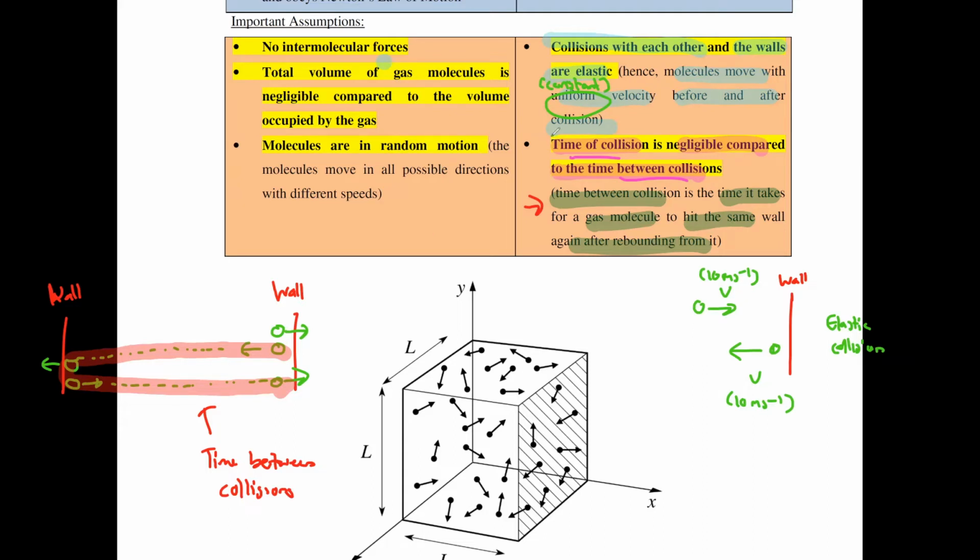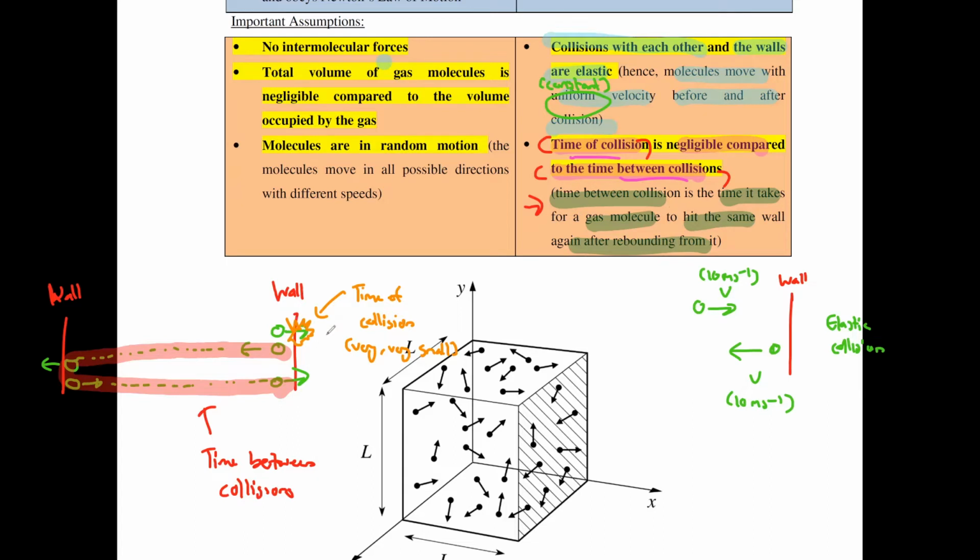Okay, so time of collision is negligible compared to time between collisions. Now, time of collision is this thing here. When your gas molecule hits the wall, the time that your gas molecule is in contact with the wall is called the time of collision. Okay, this one is very, very small.